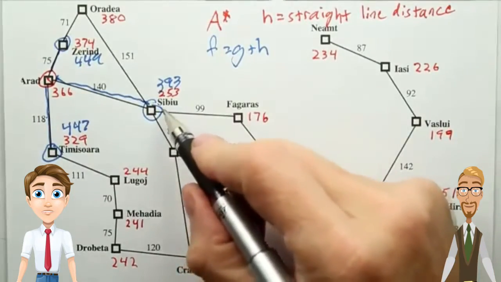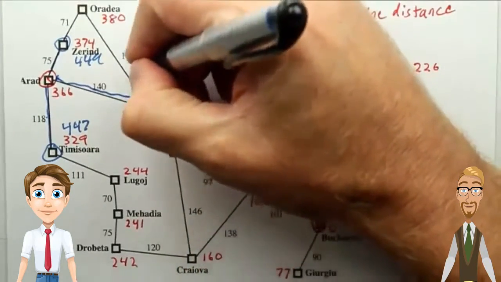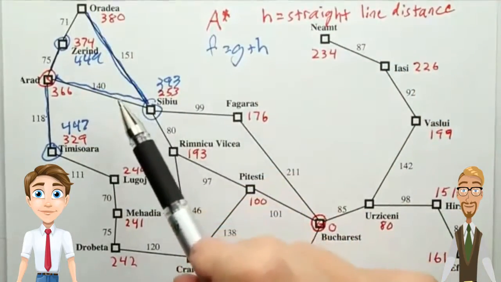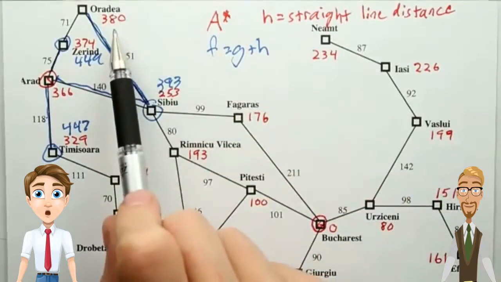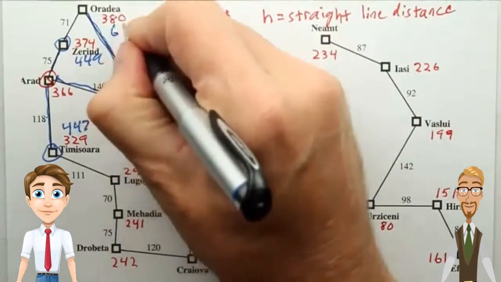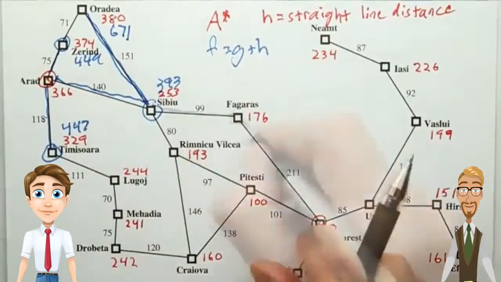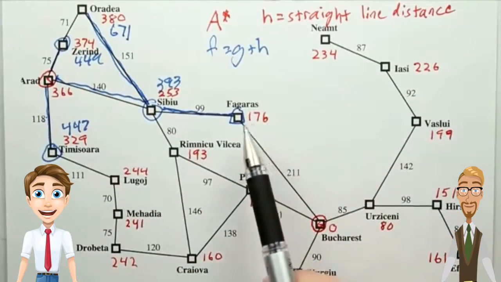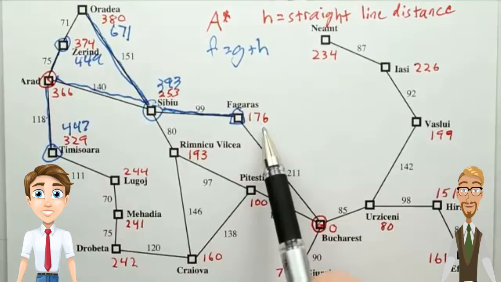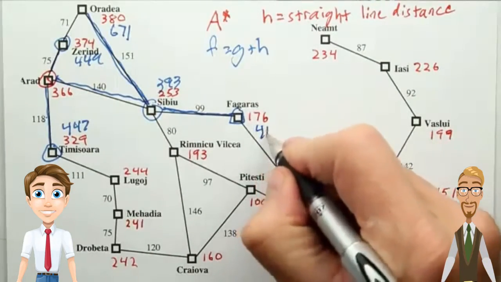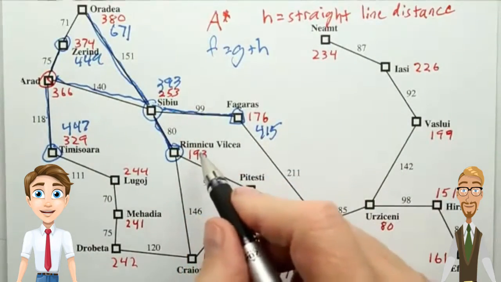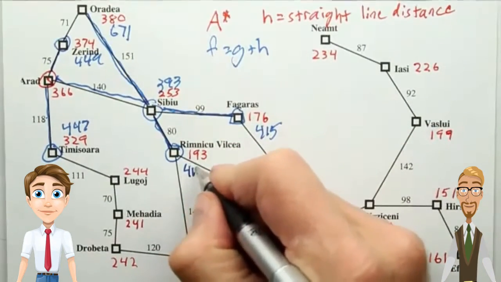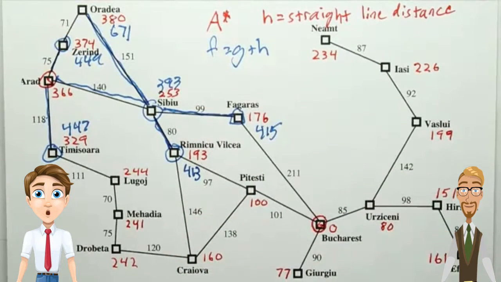Let's go ahead and expand this node now. So we're going to add 3 paths. This one has a path cost of 291 and an estimated distance to the goal of 380 for a total of 671. This one has a path cost of 239 and an estimated distance of 176 for a total of 415. And the final one is 220 plus 193 equals 413. And now the question is, which state do we expand next?